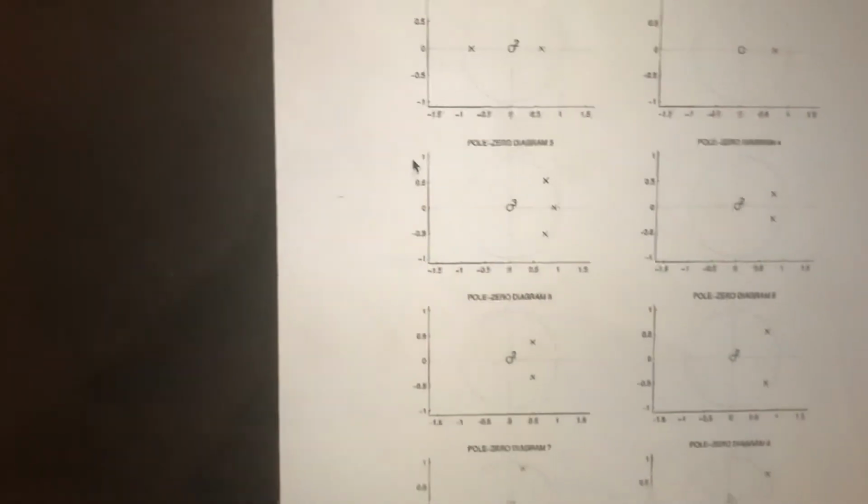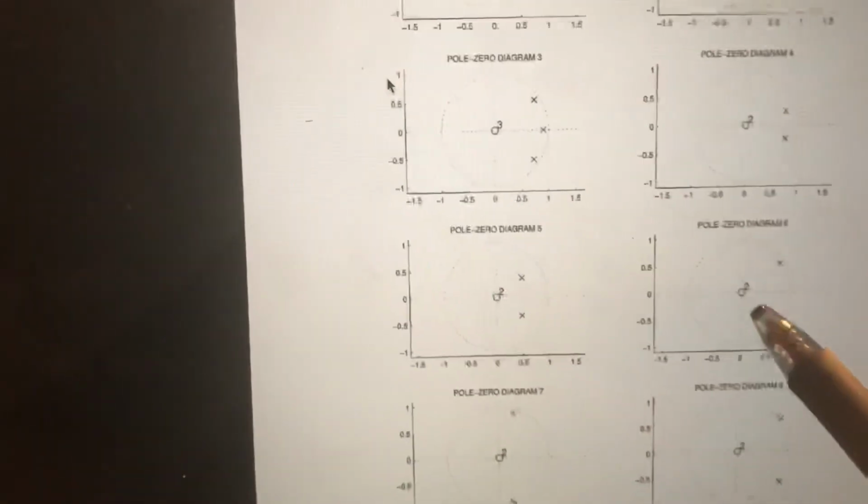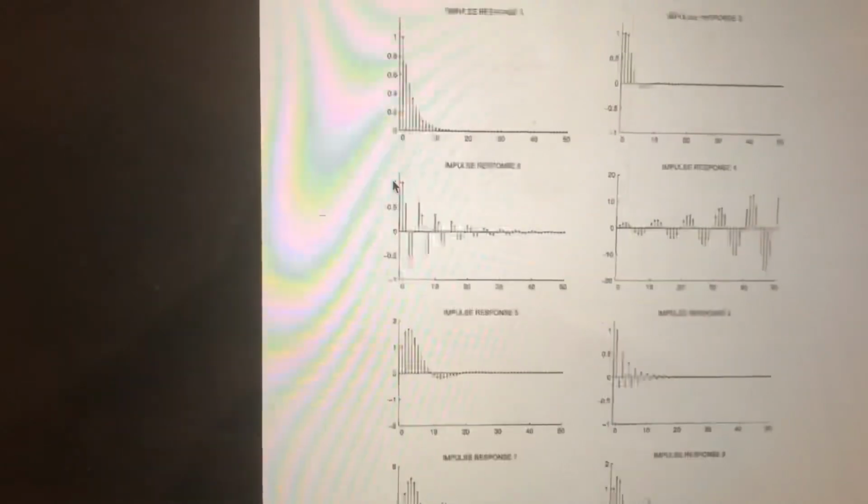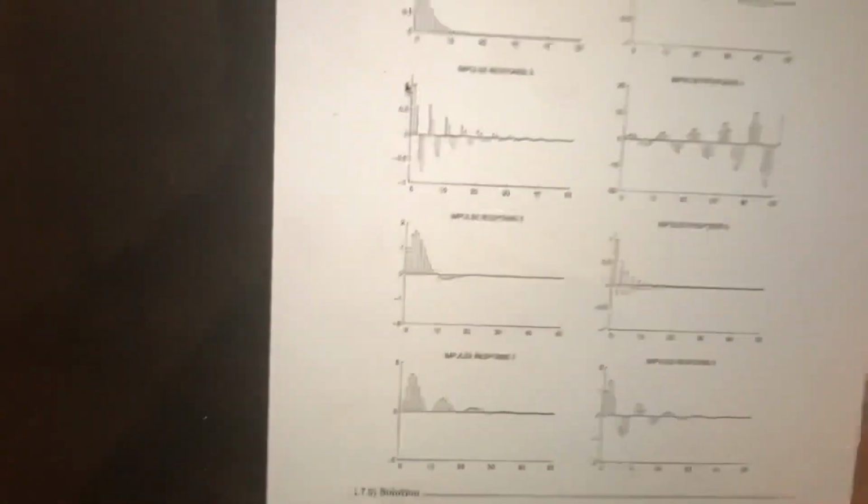Finally, let's look at pole zero diagram 3. Since pole zero diagram 3 is equal to pole zero diagram 6 plus pole zero diagram 2, we have pole zero diagram 3 corresponds to impulse response 7. And that's it.